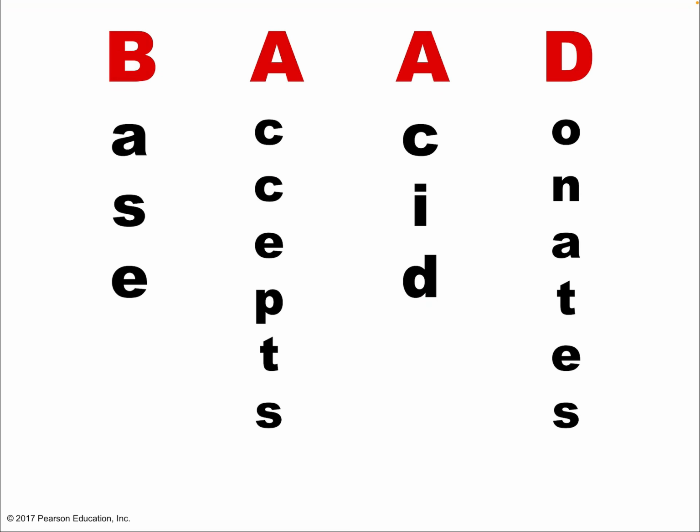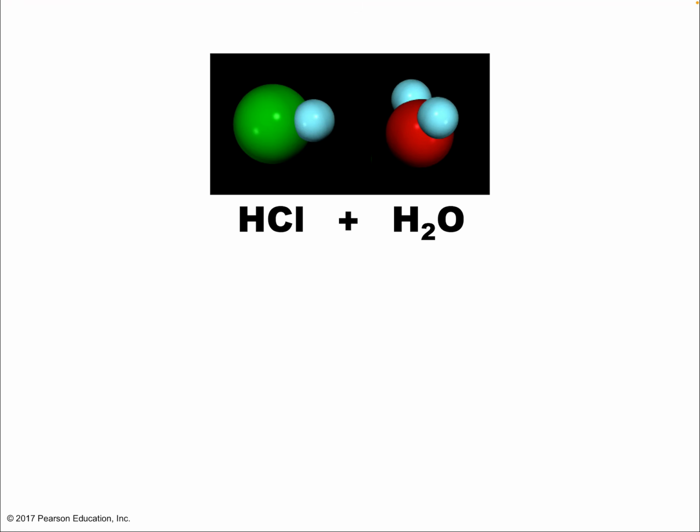Okay, so a good mnemonic device, a way to memorize this, is that we can remember BAD, right? Because bases accept and acids donate. Okay, BAD. Well, let's look at an example, right? So we've got hydrogen chloride and we've got water. Well, which one is the base and which one's the acid?